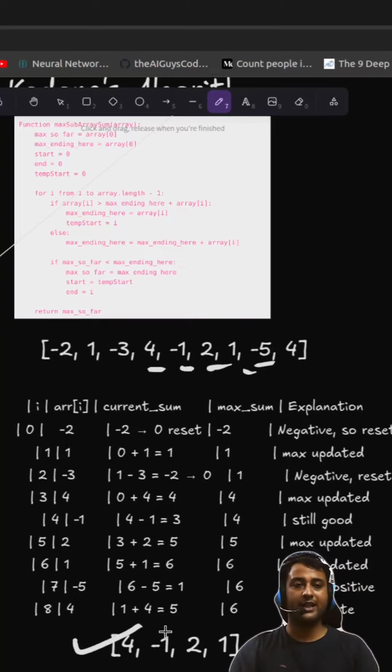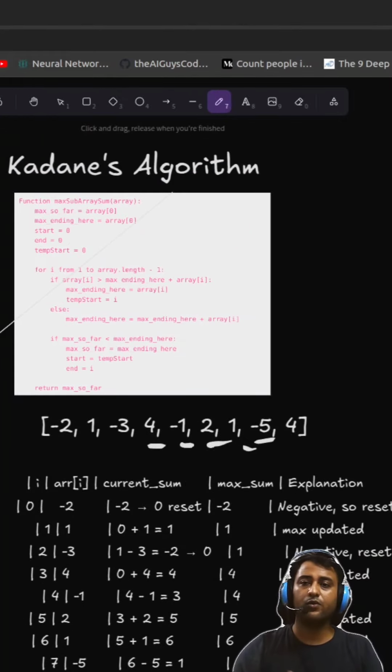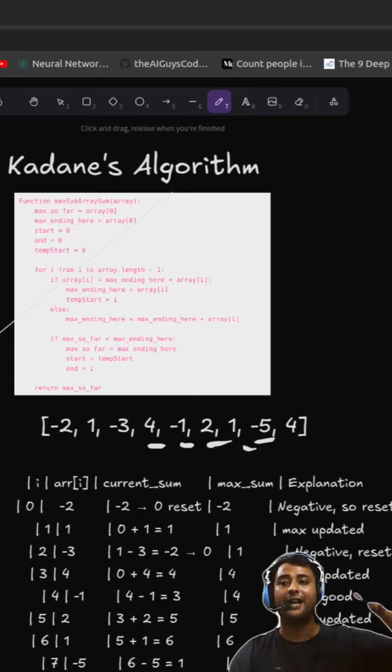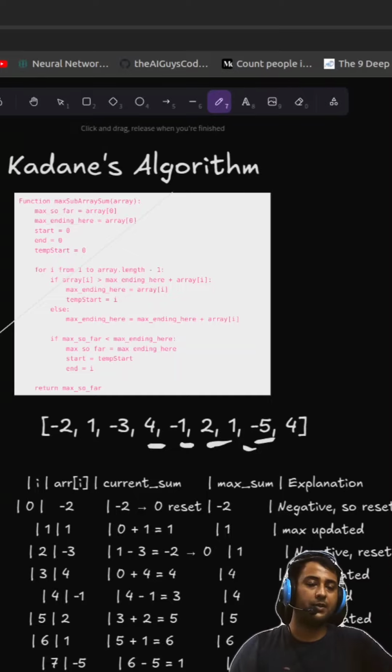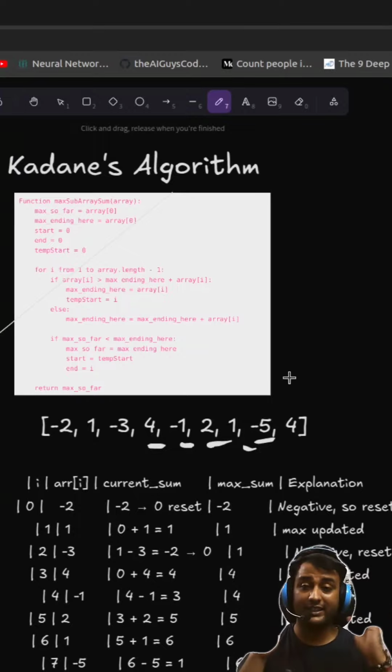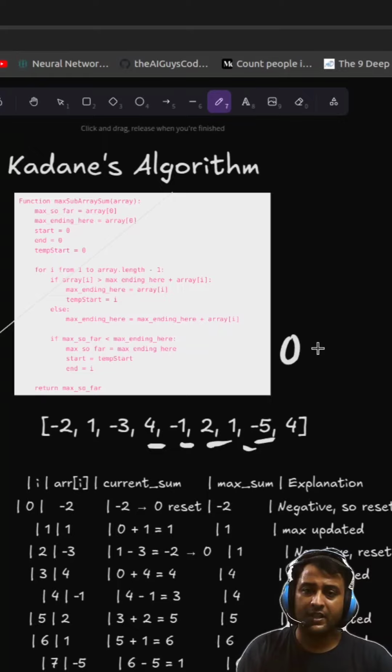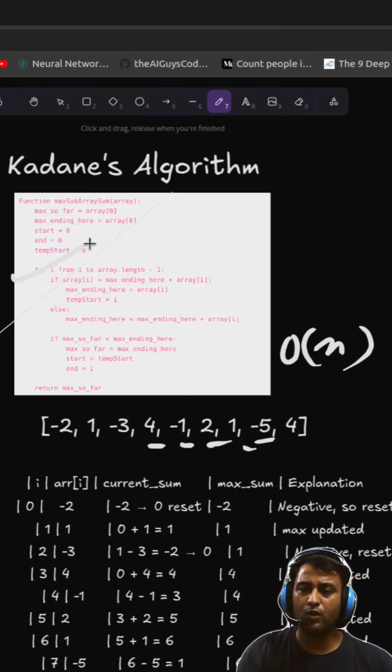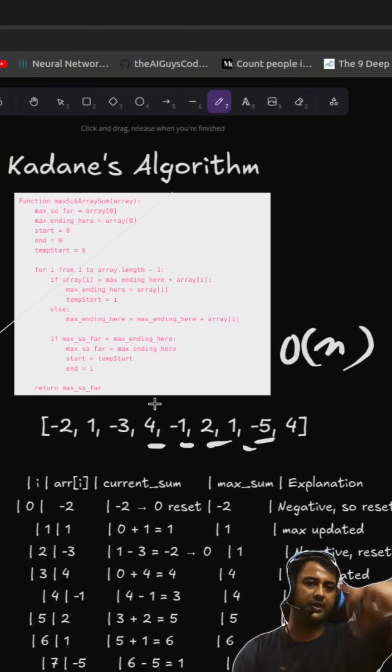Okay, so this is about Kadane's algorithm. Where do we use Kadane's algorithm? We use it in financial analysis, where we want to get the maximum sum of the array for our profitable period. Or in signal processing to get the maximum signal strength. So these are some use cases of Kadane's algorithm, and its time complexity is O(n). Why? Because we have only one loop. Okay, one for loop to iterate over each and every value.